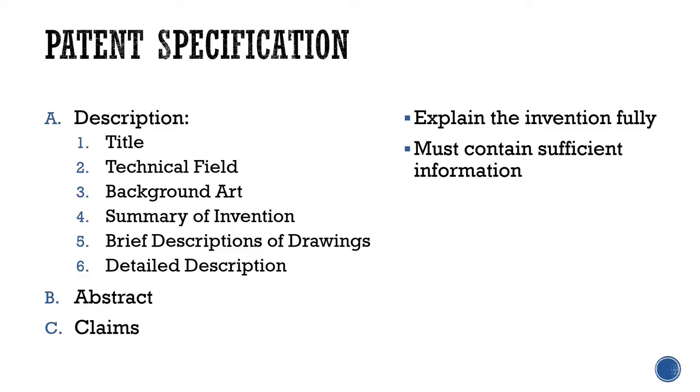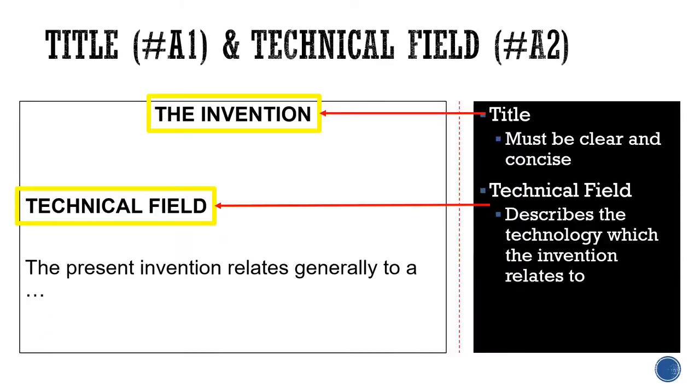Patent specification is divided into its subcomponents, which are the title, technical field, background art, summary of invention, brief descriptions of drawings and detailed description of the preferred embodiment. In the next couple of slides, we will be analyzing the subcomponents of patent specification, one by one. In this slide, we will start with the title and technical field. The title must be clear and concise.